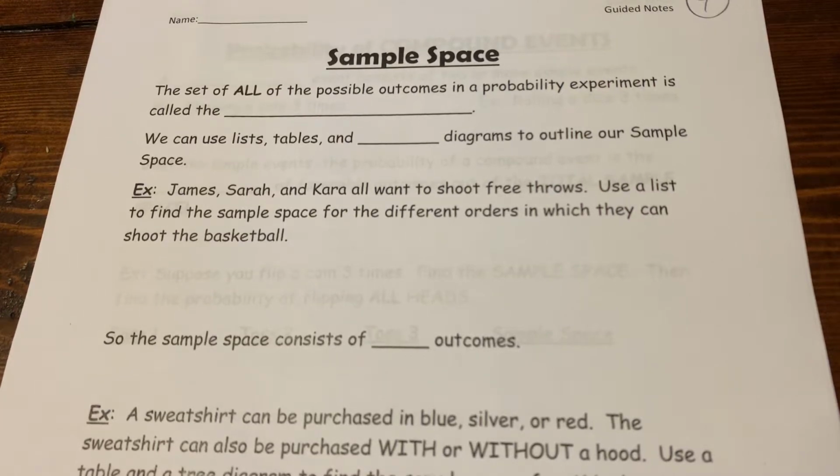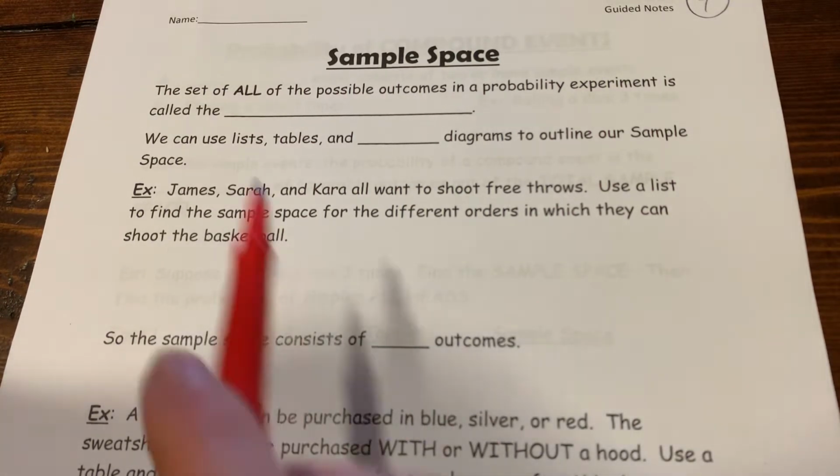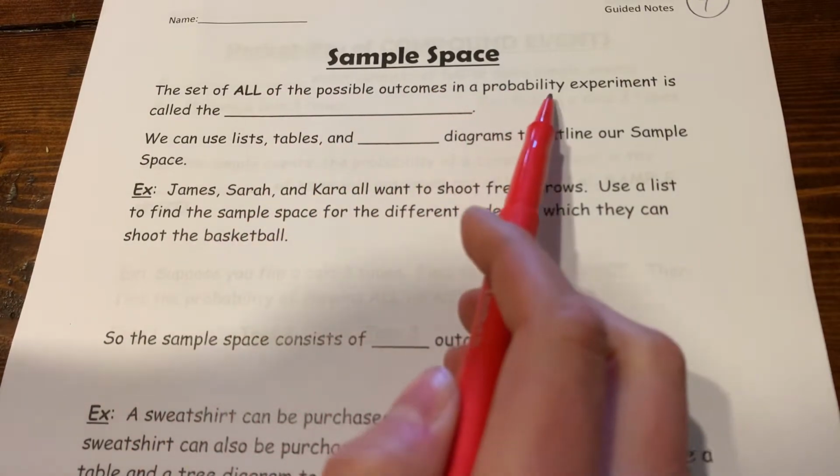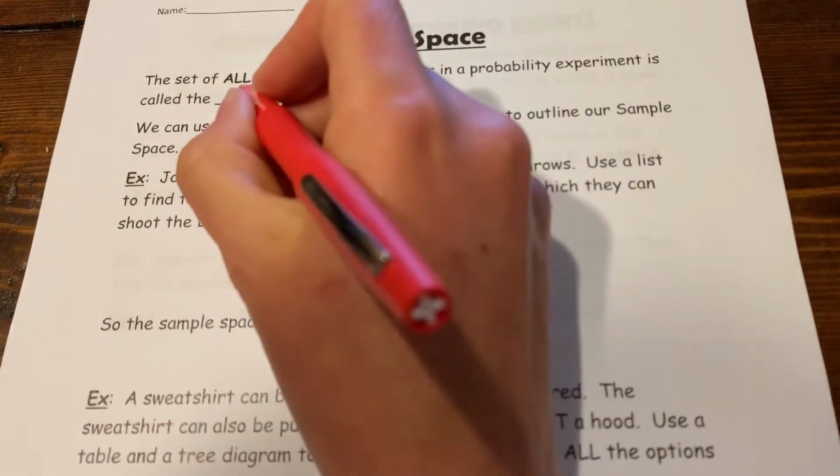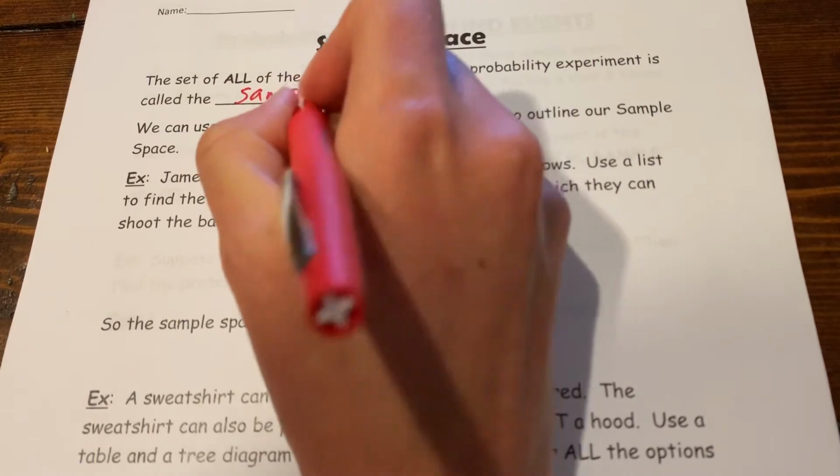All right, in this video, we're gonna take a look at sample space and what happens with things called compound events. Sounds scarier than it actually is. So let's talk about sample space first. Sample space is the set of all possible outcomes in a probability experiment. So that is called the sample space.